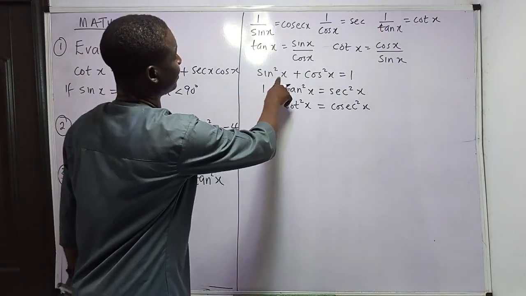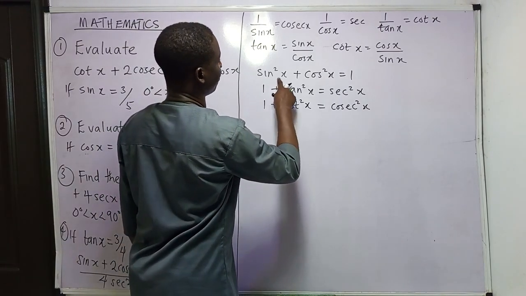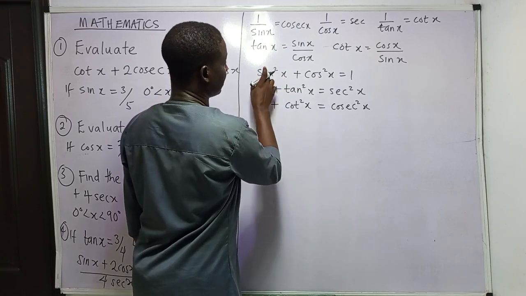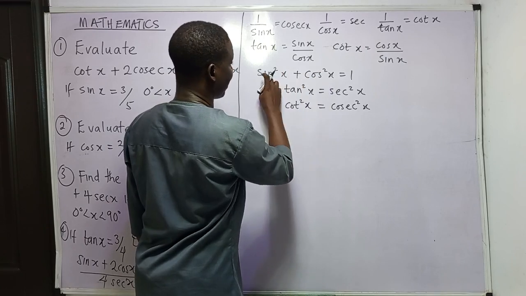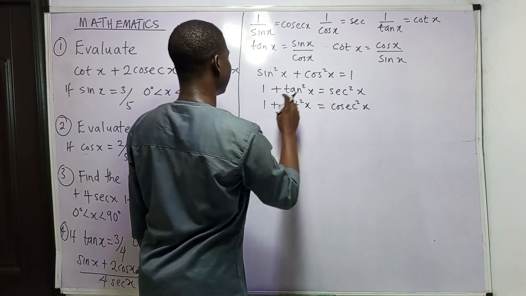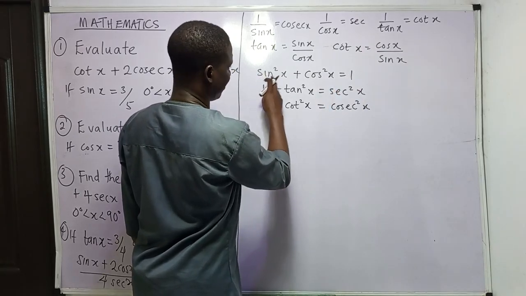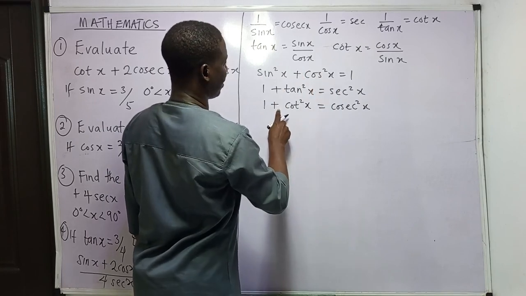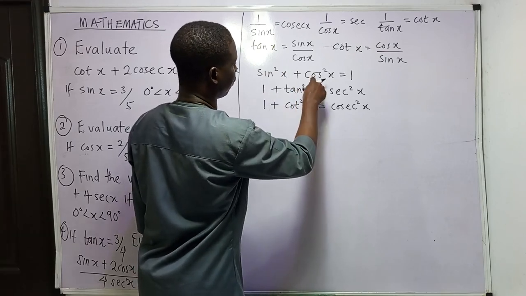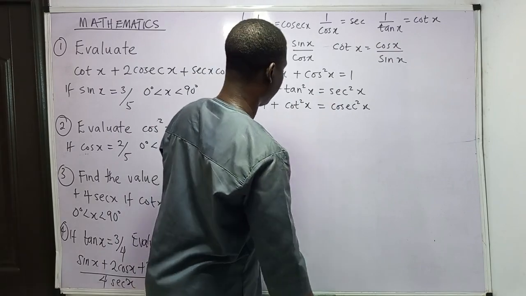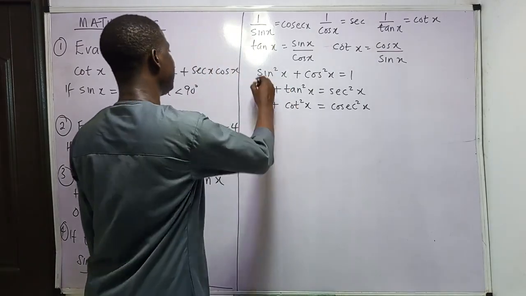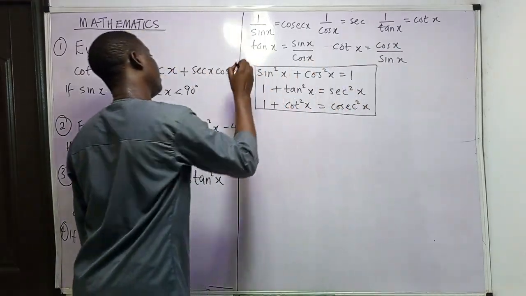Remember, if you divide all through by sin or by cos, you are going to have this. If you divide by cos square x, 1 plus tan square x gives us sec square x. If you divide this first equation by sin square x, this one would cancel out, and 1 plus cot square x equals cosec square x. So these three things are very important.